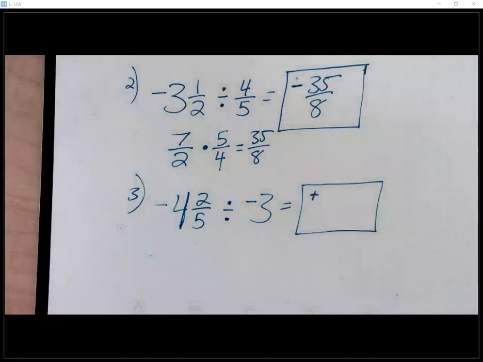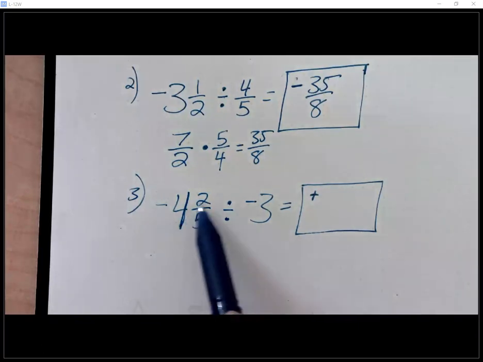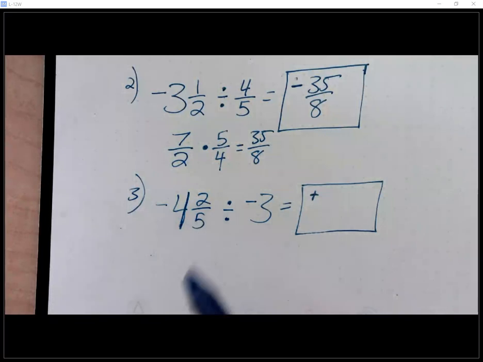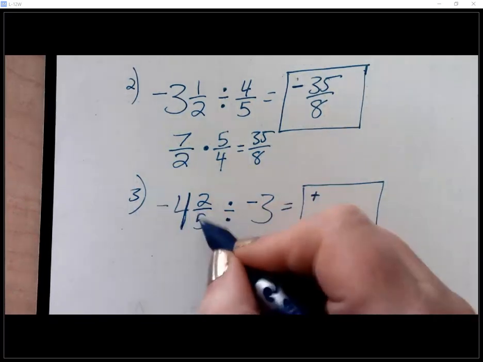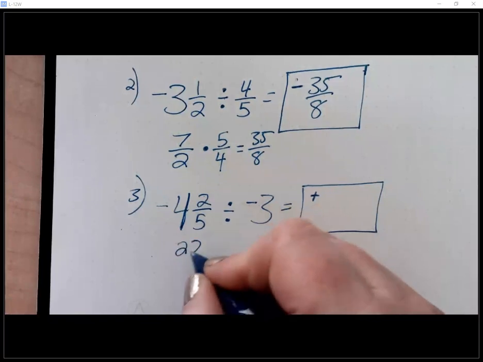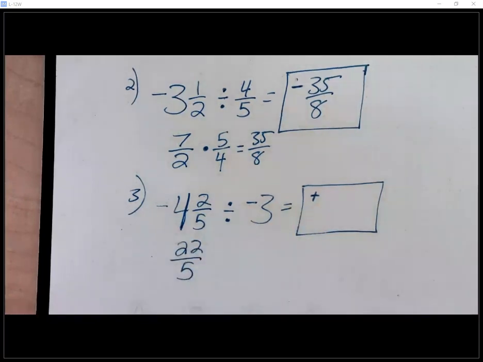What's the next thing I have to do? Now that I've handled the signs, Ash, what would you do next? I know that's going to be a positive. So now what do I do? Change this to improper. Is that what you're saying? Yes, I got to change that next number to improper. So that's going to get me 5 times 4 is 20 plus 2 gets me 22/5. What do I write after that? Once I switch that to improper, now what?